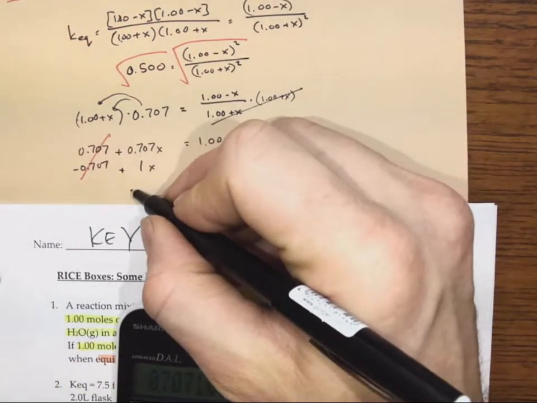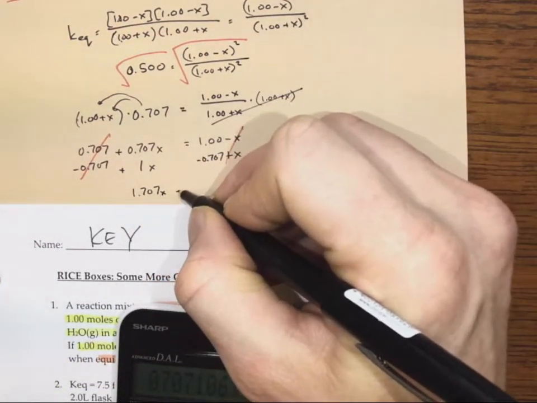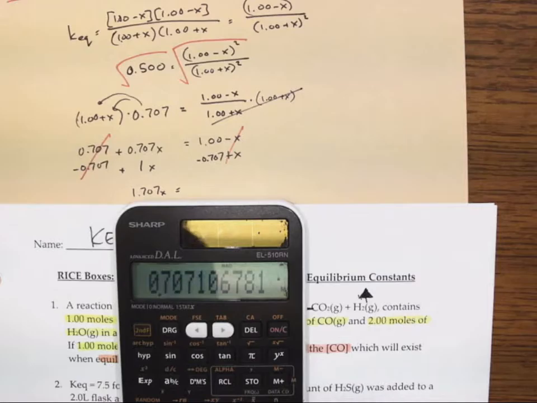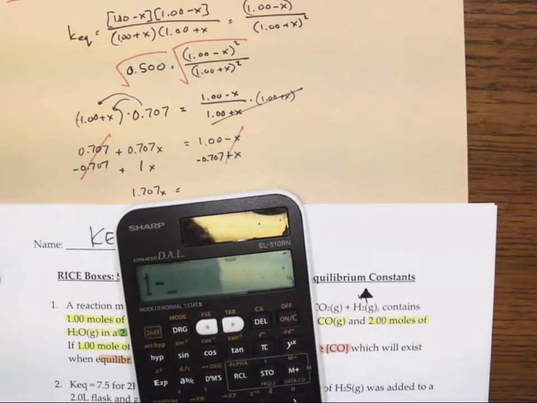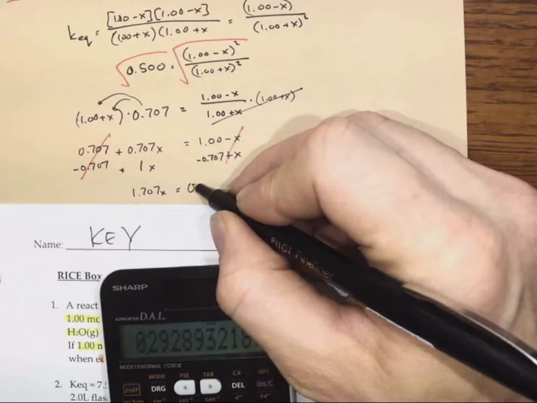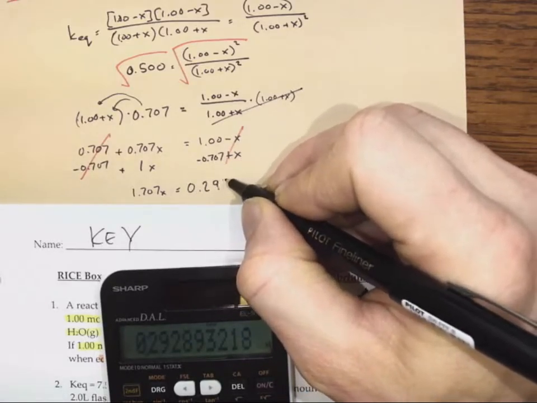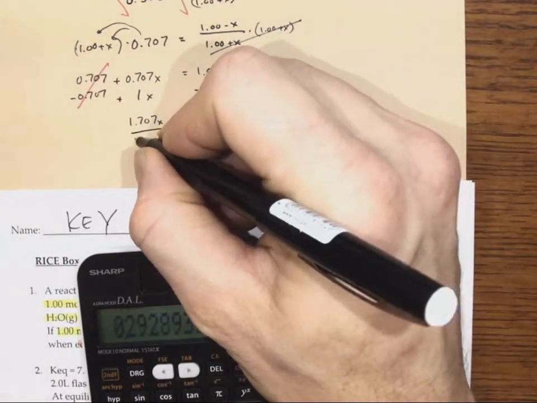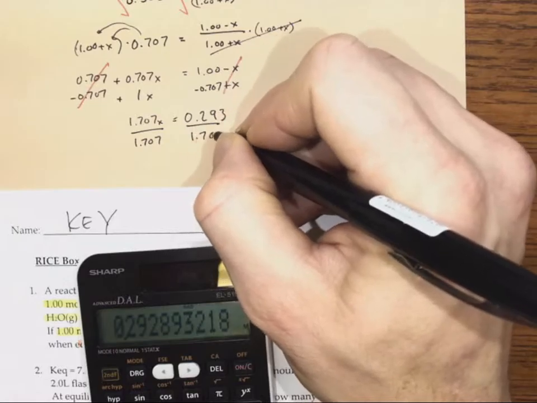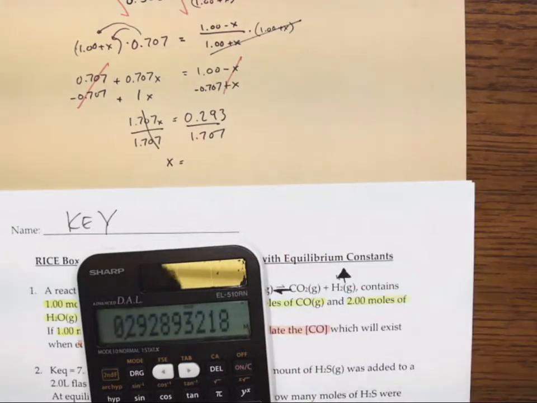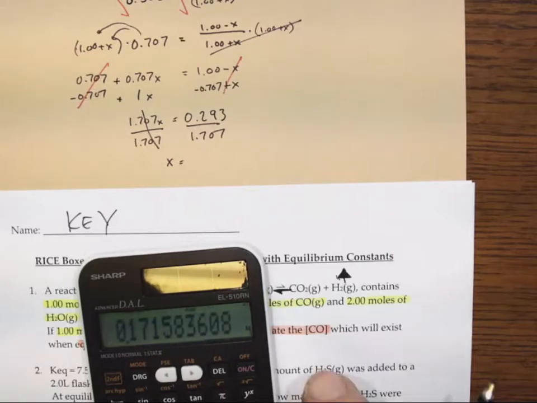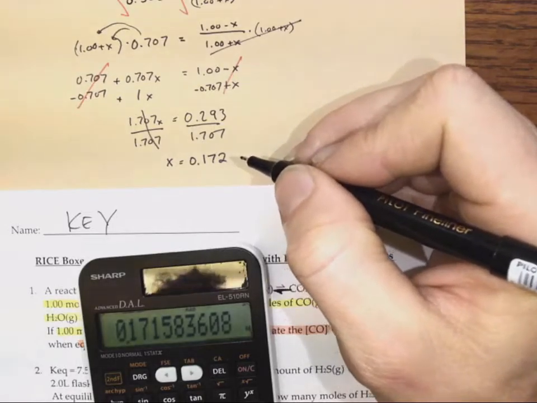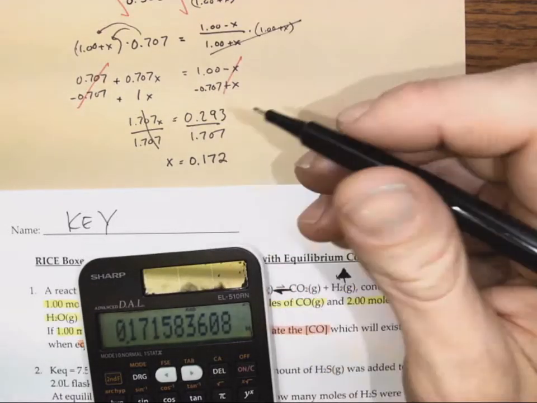All right, that looks like I get 1.707x on the left. And, ooh, 0.2, I don't know. It's too late in the day for that, so 1 minus 0.707, that's 0.29, okay, 0.293, I'll round that to. Okay, and then lastly, I'll divide by 1.707 to isolate x. And it gives us a value of 0.172. 0.172. Well, what did x even represent?